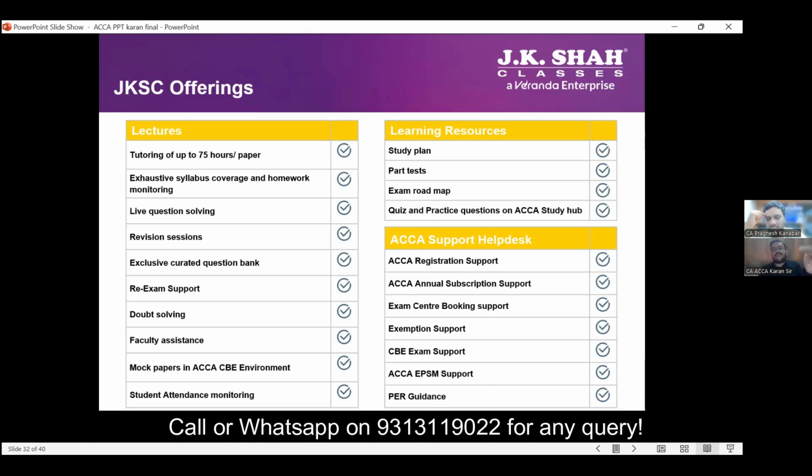Done. So we have a concept of part tests with every 25% completion of the portion. We arrange part tests, as well as 3 complete mock papers before the ACCA exams, to ensure that the student is very clear about the interface of the actual exam software. Got it, sir. So we have the highest number of coaching hours in the industry, doubt solving sessions, mock papers, part tests, re-exam support in case a student is not clear, faculty assistance, exhaustive syllabus coverage, and completing the syllabus well within time. These are our USPs.